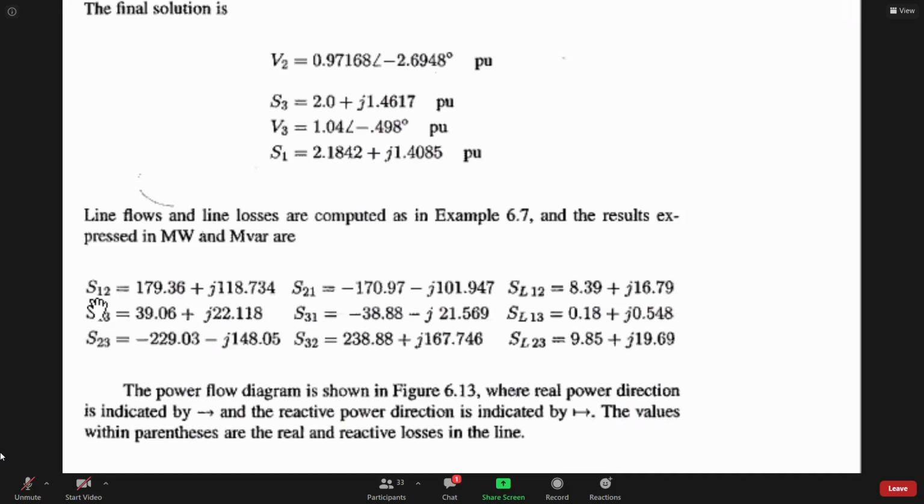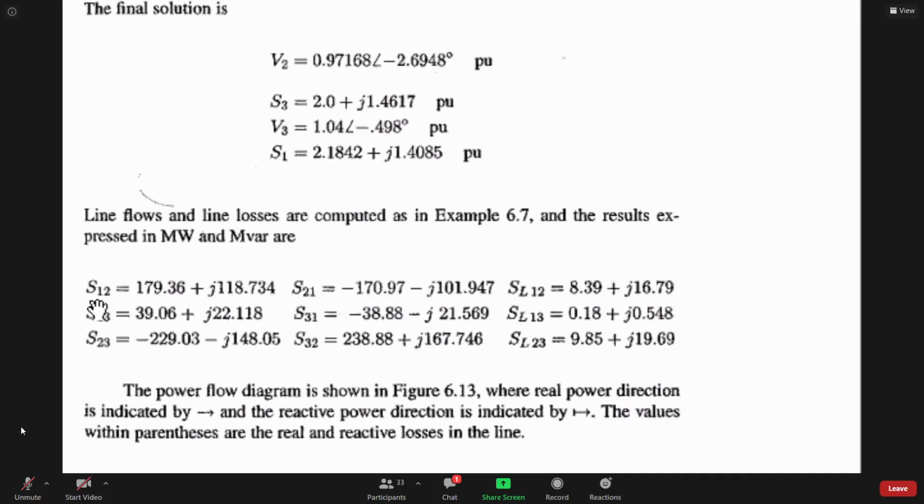Okay. Voltage, you know, current I12 you can find. How can you find current? You know the voltage, and you know the impedance, or you can multiply by the admittance. So you can find the current. And when you have the current, you can use the complex conjugate and multiply by the voltage to get the complex power.